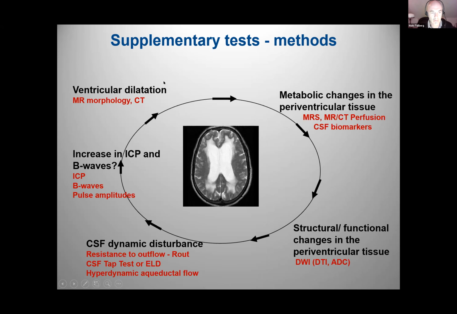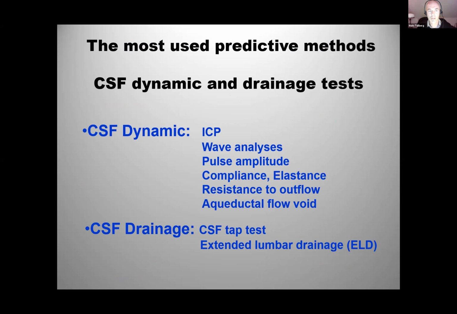Intracranial tests measuring CSF dynamic disturbance. So the most used predictive tests are these 2 types, CSF dynamic and drainage tests. ICP measurements, wave analysis, pulse amplitude measurements, measurements of compliance and elastance, measurements of resistance to CSF outflow, and aqueductal flow void could also be mentioned here.